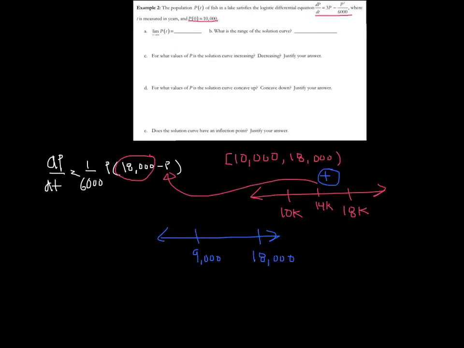Our problem here starts at 10,000. So you can't use any of that stuff back there because there's not less than 10,000 fish. Therefore, it will be concave down from 10K to 18K. Concave down. When will it be concave up? Never, because the only inflection point happened at 9,000. So it's not going to be concave up at all.